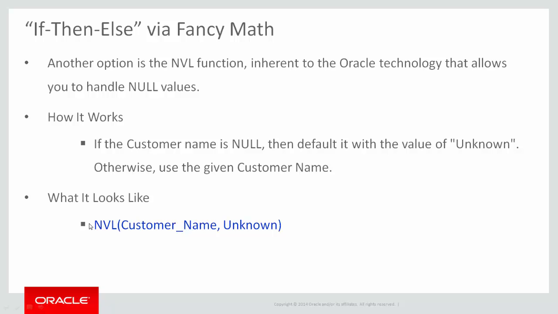And so if I was going to build that function in the solution, what it looks like is I would use the null value function, and I would say, for the customer name, use the customer name, and it knows that when it's null, insert the term unknown. Again, those are just a few different options that you have available to handle if-then-else logic from within the Fusion incentive compensation application.